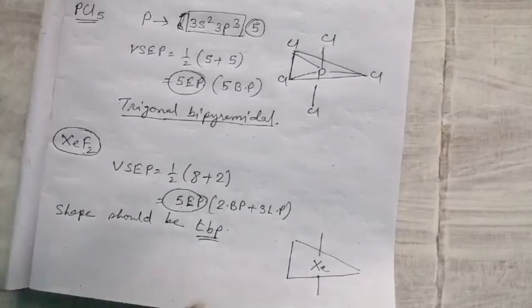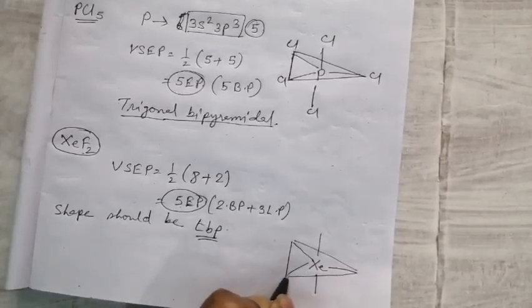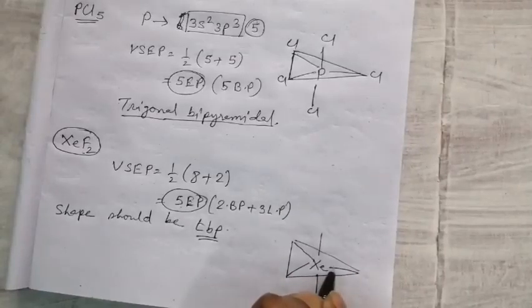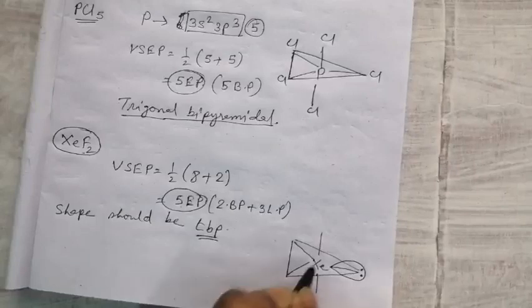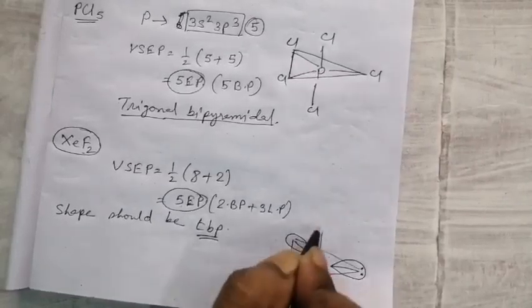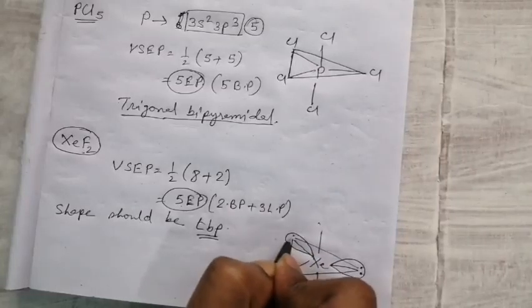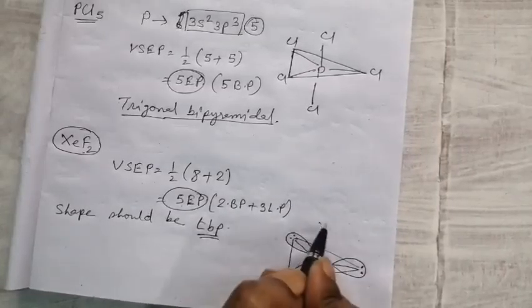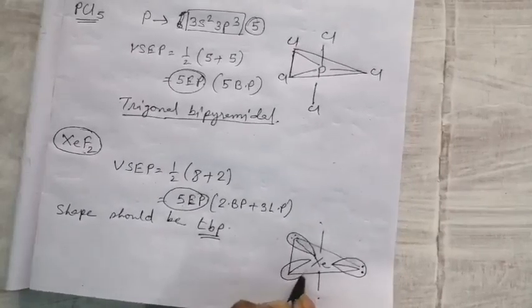Now in a TBP structure, always remember that the electron pairs occupy this trigonal plane. They never move above the plane or below the plane because of more repulsion in those positions. That I may discuss in the next video.